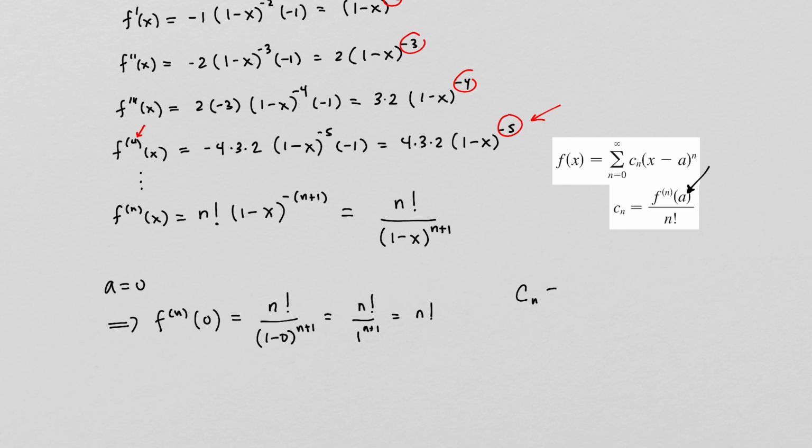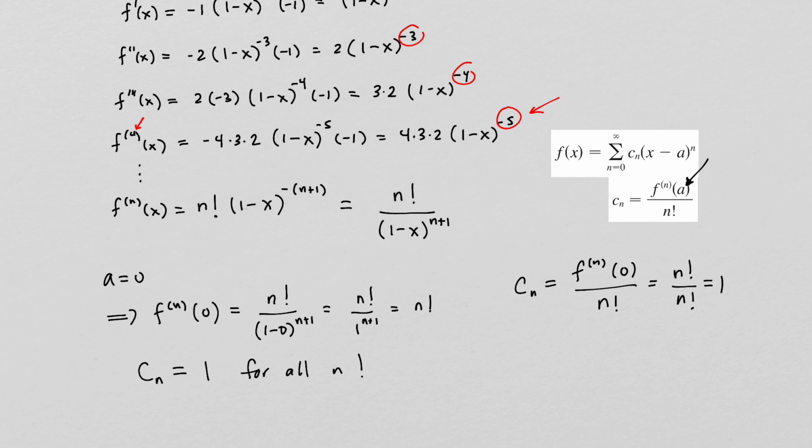Now we know that the constants, the Cn's, are defined to be the nth derivative at 0 divided by n factorial. But again, we just found out that this was n factorial. So this is literally n factorial divided by n factorial, which is equal to 1. And so this means your constant Cn is equal to 1 for all values of n.